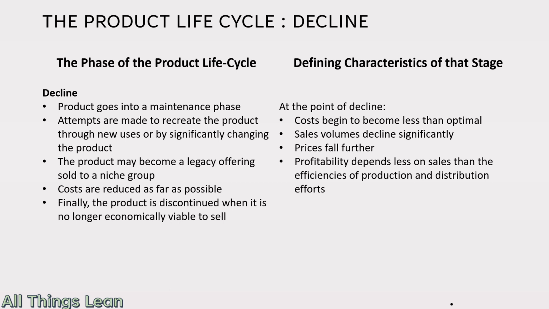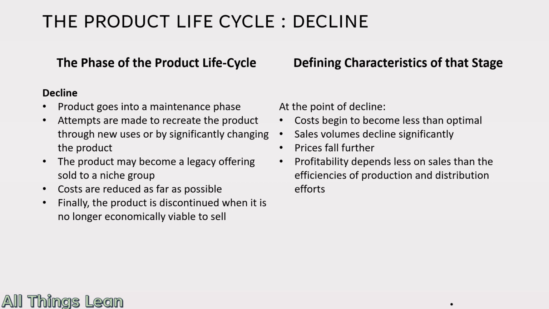The fourth and the last stage of the product life cycle is decline. Product goes into a maintenance phase. Attempts are made to recreate the product through new users or by significantly changing the product. The product may become a legacy offering sold to a niche group. Costs are reduced as far as possible. Finally, the product is discontinued when it is no longer economically viable to sell.